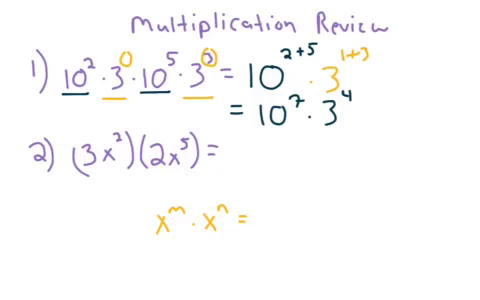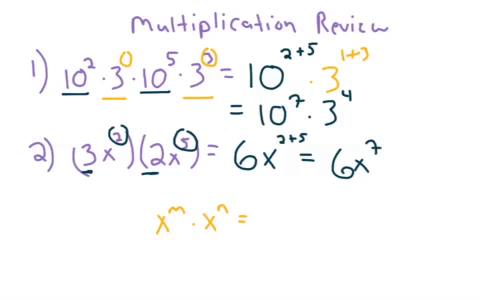The next one. So the first thing I would do for number 2 is first multiply your values out front. So I would multiply 3 times 2, which gives me 6. x is my base. And then I'm going to add my exponents. So 2 plus 5, because those are my exponents, would give me 7. So this answer would become 6x to the 7th power.